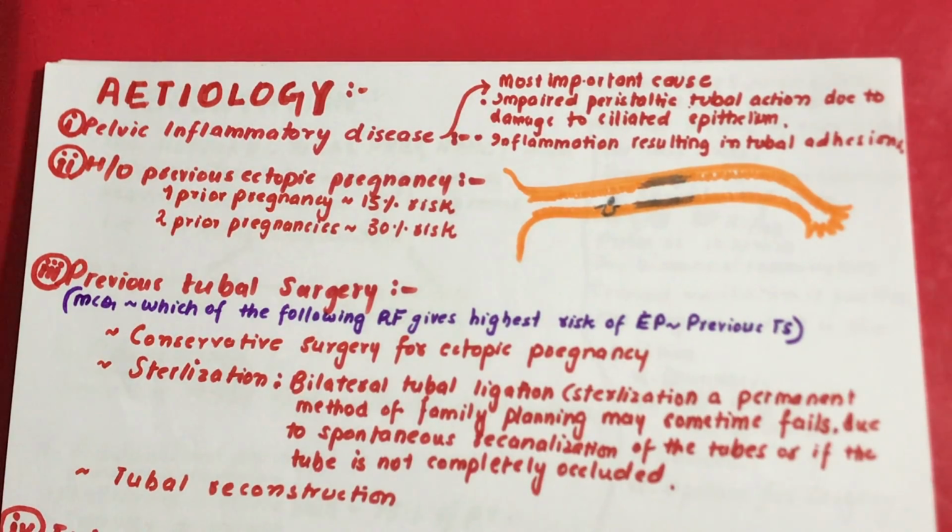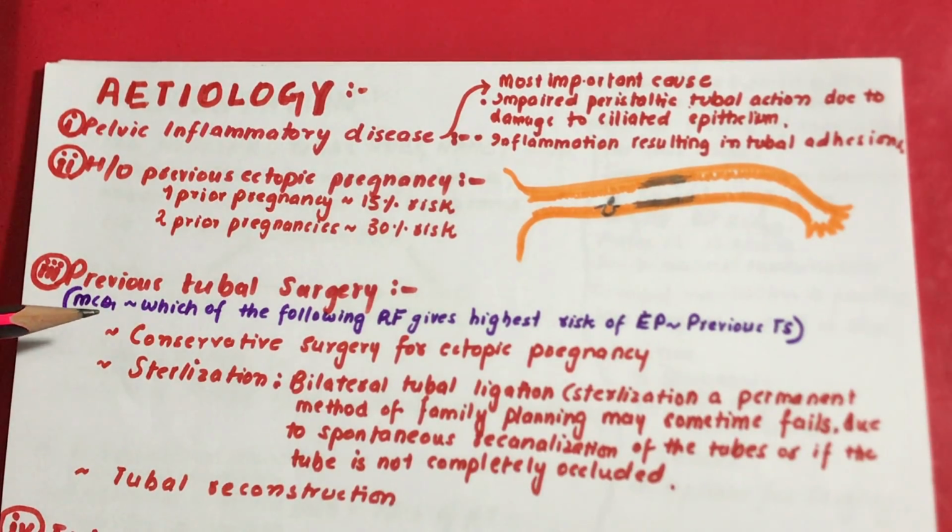When a patient presents with a history of previous ectopic pregnancy, one prior ectopic pregnancy increases the risk of ectopic pregnancy by 15%, and two prior ectopic pregnancies increase the risk by 30%. Then what is the other cause? The third cause is tubal surgery. Previous tubal surgery.